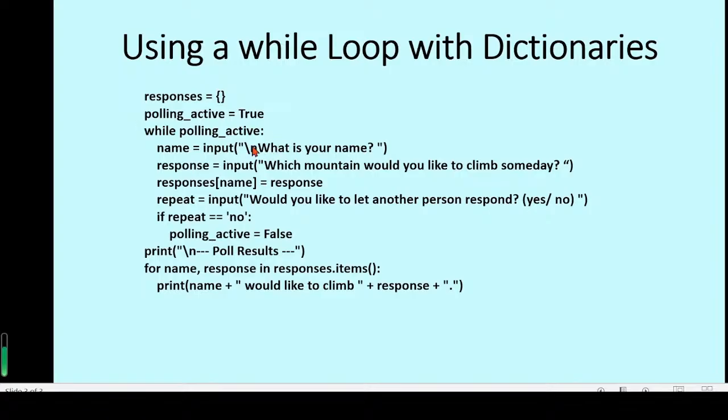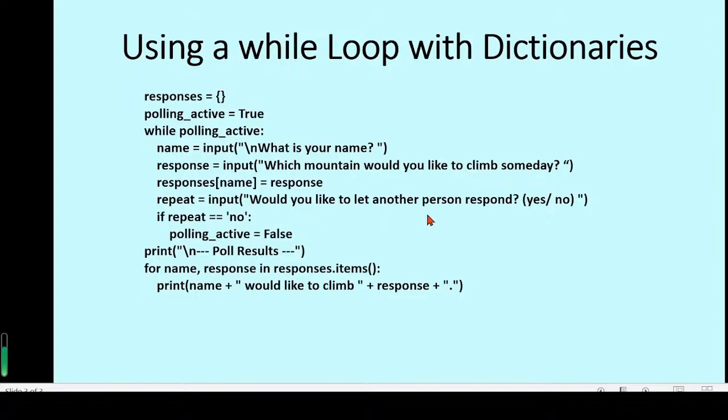So while polling_active, the user will see the prompt "What is your name?" Then the response is input, and the user inputs the name into the name variable. Similarly, the user will input the mountain information for the response variable. Then for the dictionary created here, we add key-value pairs: the name of the person, and the response, which is the value of this mountain.